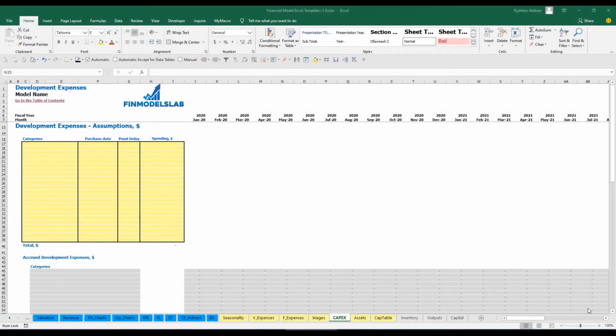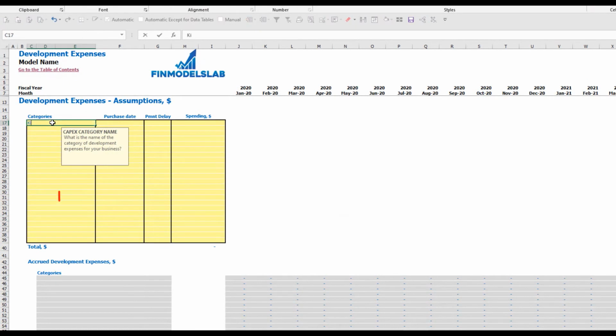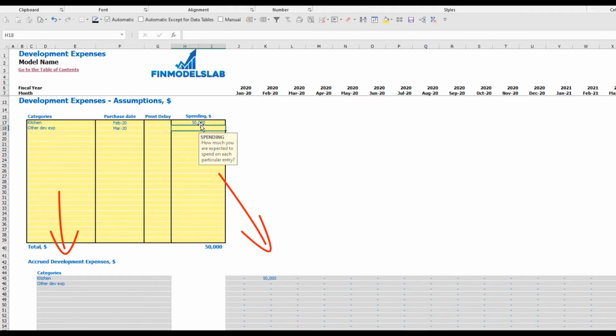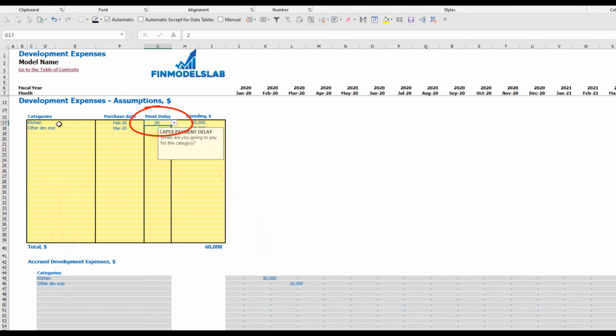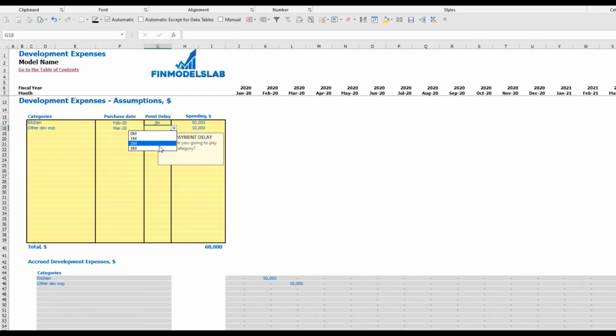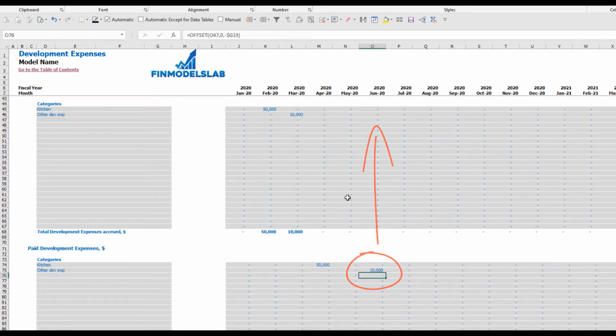You may input up to 20 development expenses categories. Let me give you a couple of real examples. For example, this will be kitchen and other development expenses. You can input a purchase date for each category, for example February and March. You can input spending, $50,000, $10,000 for example. You can also use the payment delay feature, which means that if you select 2 months for the kitchen, you will pay in April for the kitchen, and for example 3 months for other development expenses, which means that you will pay for it in June 20.